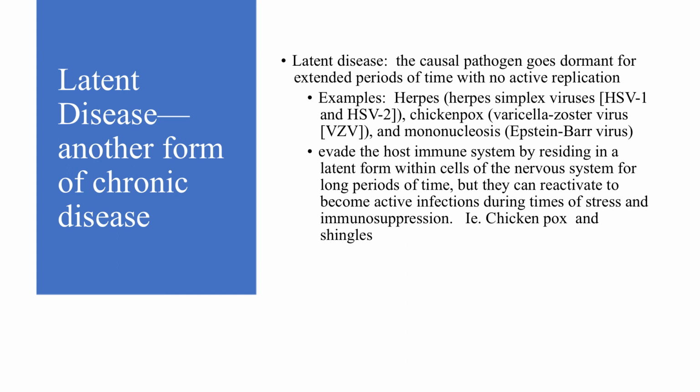But once you've had chickenpox, the virus doesn't leave your body. It hides in cells of the nervous system. And we don't know what causes it to reemerge as shingles, but it can. And so now there's a vaccine against shingles, which if it doesn't actually prevent the shingles, gives you a very, very mild case of it. Finally, mononucleosis, which is caused by the Epstein-Barr virus, can hide in your body and evade the host immune system, but reappear. And that's about it for this lecture.